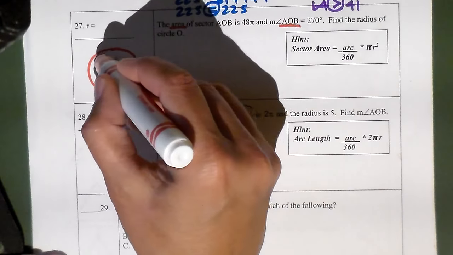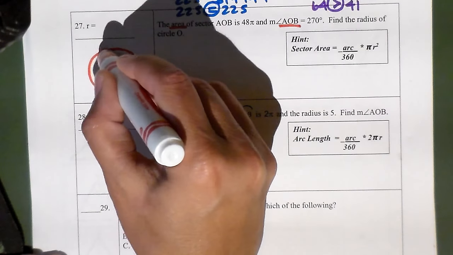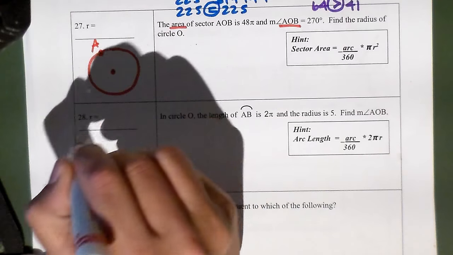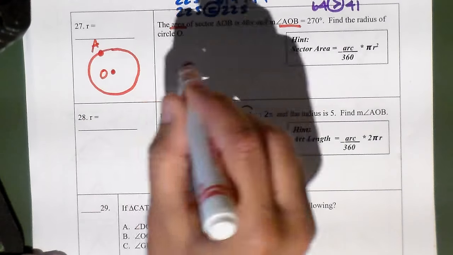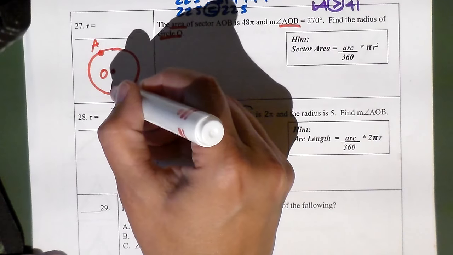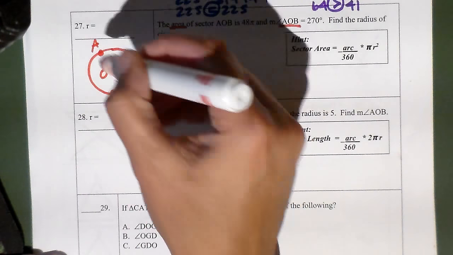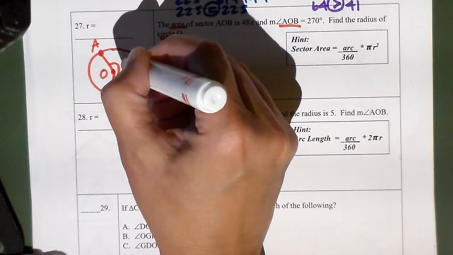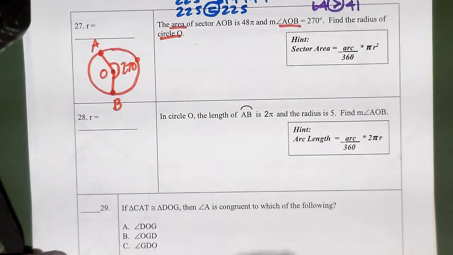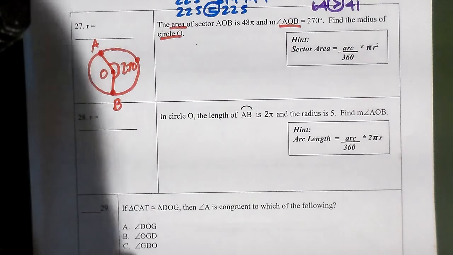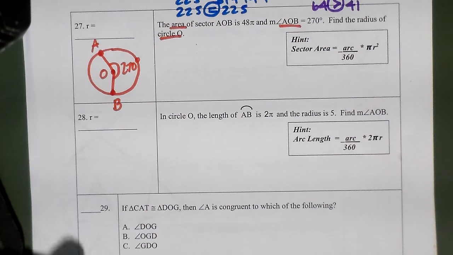So I'm going to draw an angle AO, and it tells me it's circle O, so O's in the center. AOB right here is 270 degrees. Now what does that mean the arc is? It means the arc is also 270. But we're looking at the area of a sector is 48 pi.